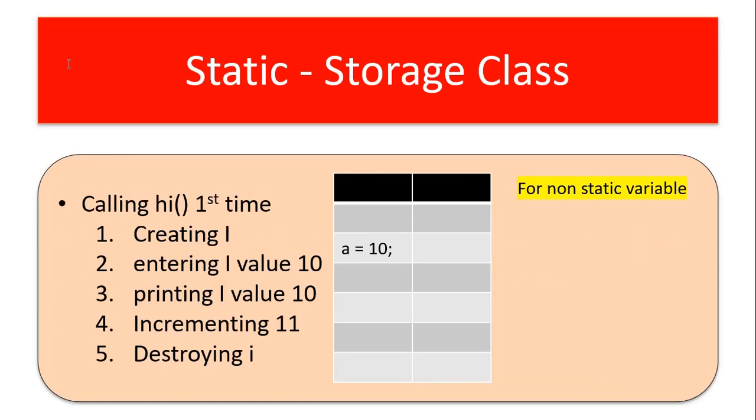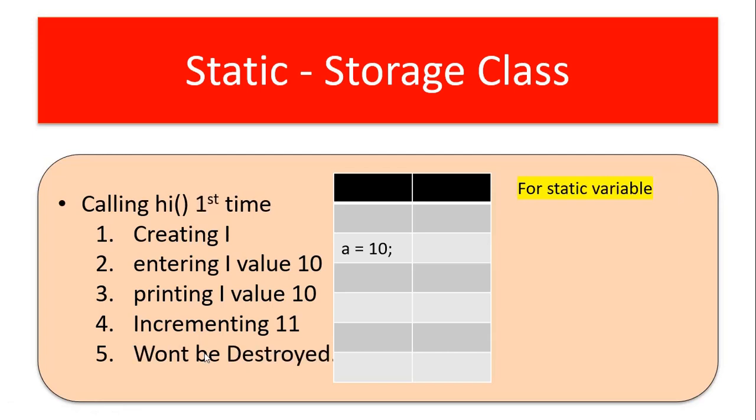right? So this is the pictorial representation of what we have seen in our code. For a normal, non-static variable, calling high for the first time, i value will be created, value 10 is entered, printing value 10, incrementing to 11, destroying the value. Second time calling high, i value is created, entered with value 10, printing value 10, incrementing to 11, and then destroying. So the same thing happened for the third time also.